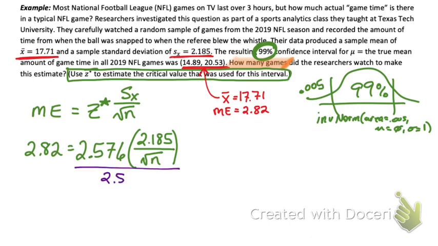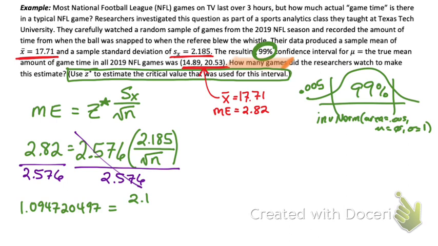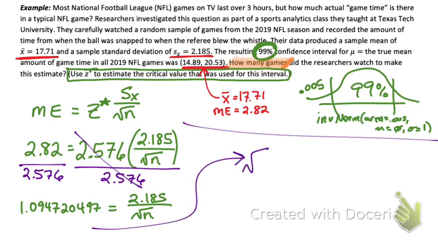First step, we're going to divide by the Z star critical value of 2.576. All right, what is 2.82 divided by 2.576? That equals 2.185 divided by the square root of n. And what do we do now? We can do a little switcheroo, because I'm going to multiply by the square root of n, and then I'm going to have to divide by this big long decimal. So the square root of n comes over here, and we have the square root of n equals 2.185 divided by that big, long, giant decimal number.